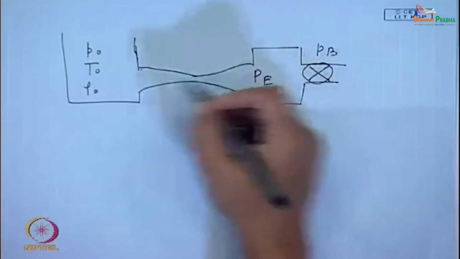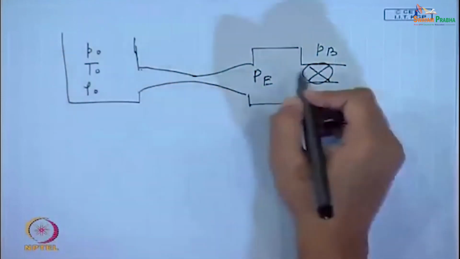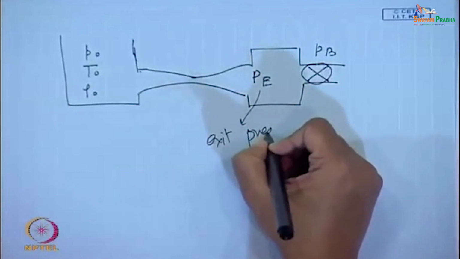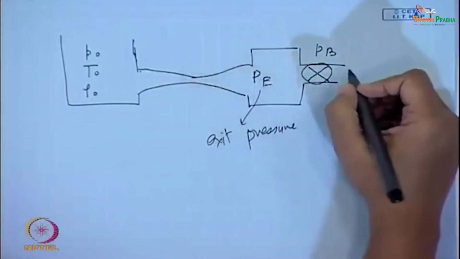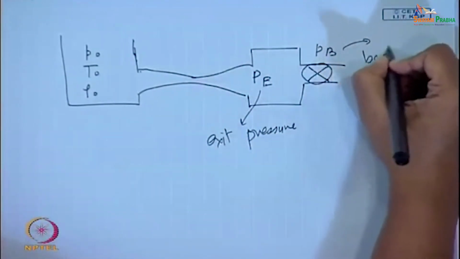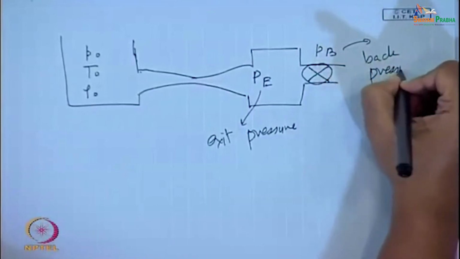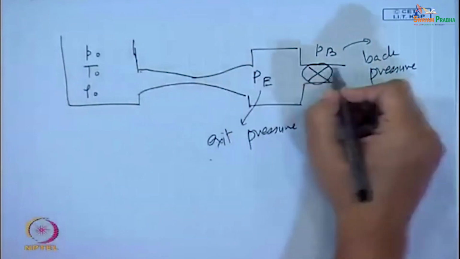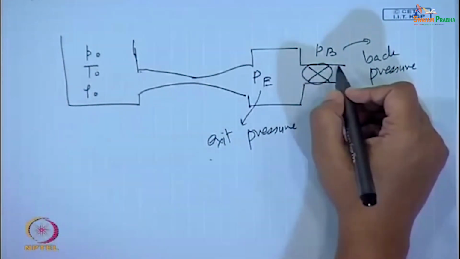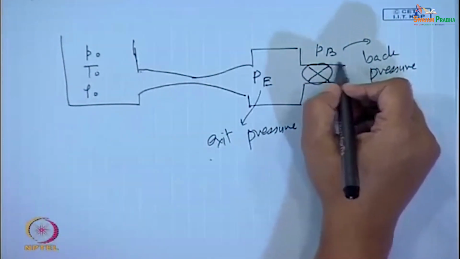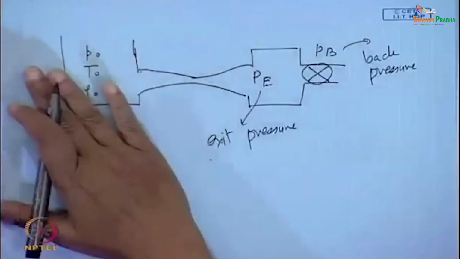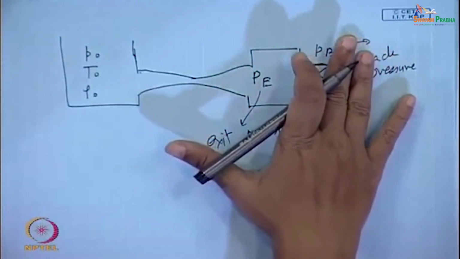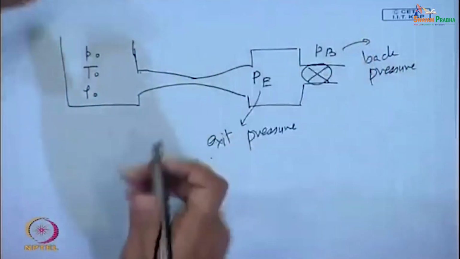Now, here the upstream conditions are maintained. This is known as the exit pressure and this is known as the back pressure. So the nozzle discharges to this particular back pressure. Initially the valve is closed, everywhere the pressure is P 0 and there is no flow, just like what we had seen in the previous case.